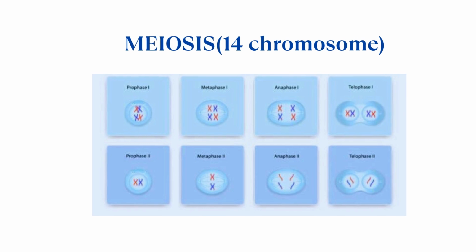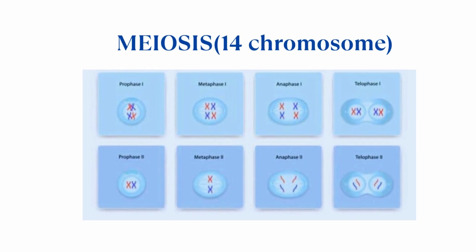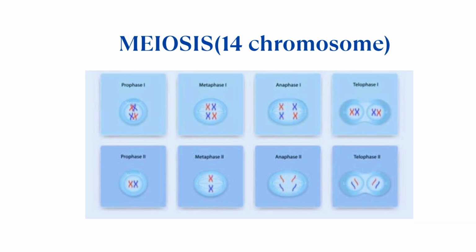Now, let's take a look at the cell for meiosis. This cell contains 14 chromosomes, a higher number, because meiosis involves 2 rounds of division. These chromosomes will go through a special process that reduces them by half, creating 4 unique sex cells, each with 7 chromosomes. Watch closely as we explore how this happens in the steps of meiosis.